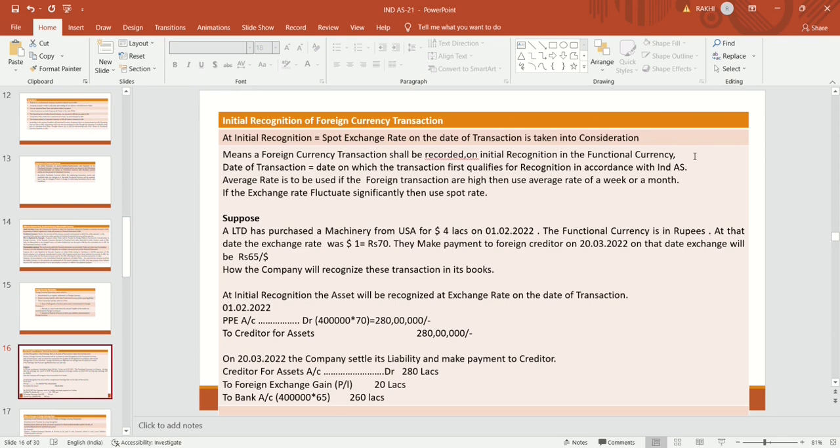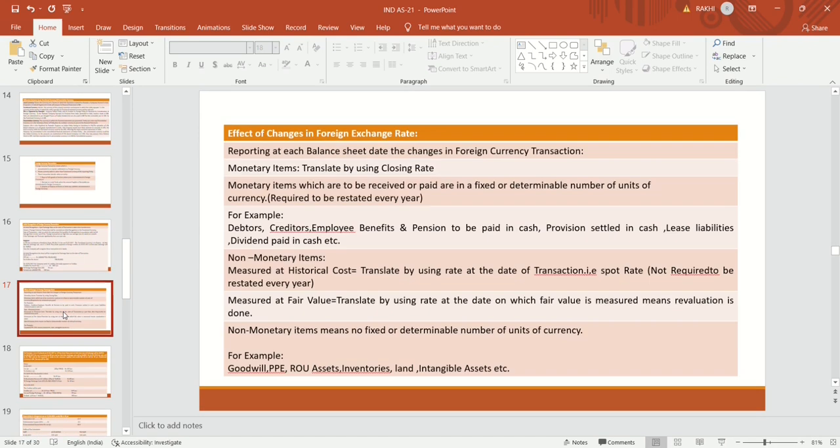This is not the original gain. This is the gain as per the books. Now what was the effect of change in foreign exchange rate? Reporting at each balance sheet date the change in foreign currency transaction, means at each balance sheet date, the company will report the change in foreign exchange rate in its financial statement. Even if there is no transaction during the year, but there is a change in the foreign exchange rate, then also it will create an effect in the balance sheet of the reporting entity.